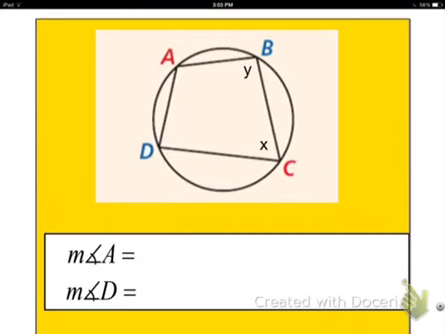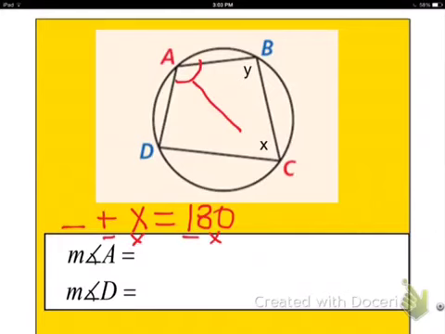Now here's a little tricky one. If I want to find the measure of angle A, I notice angle A is in a quadrilateral, inscribed in a circle. So I go back to my theorem that says opposite angles in an inscribed quadrilateral are supplementary. So I know angle A plus angle C, which we'll call X, equals 180. So to solve for angle A, I need to subtract X from both sides. Now the problem here is I can't subtract 180 and X. So I just simply write down angle A is 180 subtract X.